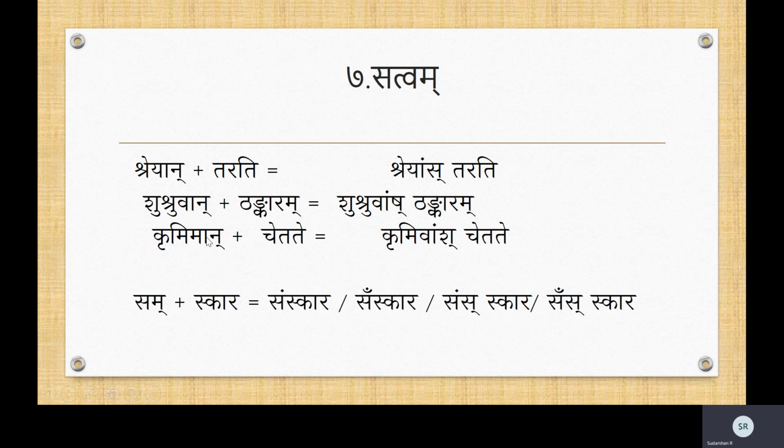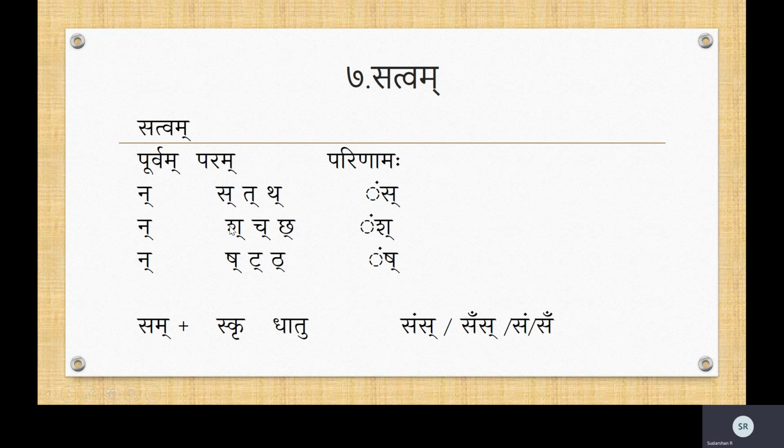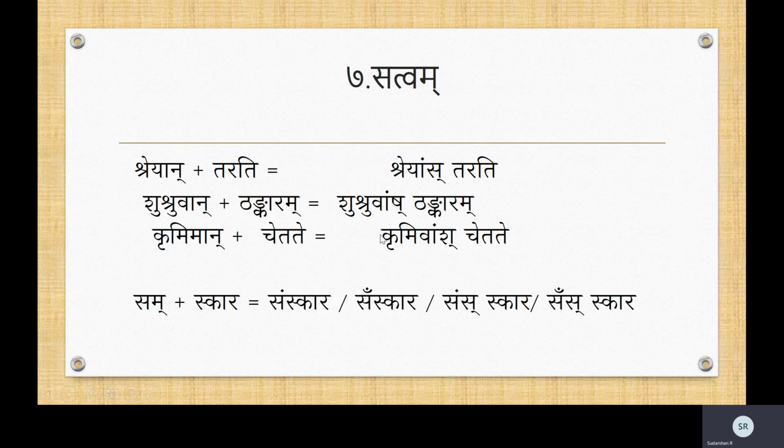Then Krimivan Chetate. Now you have Cha. Its closest relative is Sha. So Na changes to Amsha. Krimivamsh Chetate.